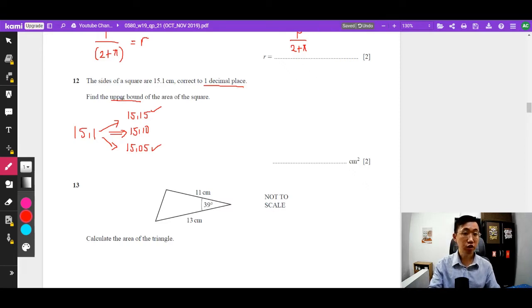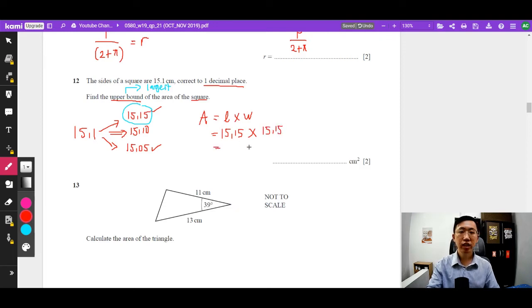Then I'm going to read the question one more time. Find the upper bound of the area. So square area formula. Area is going to be length times width. Upper bound means you want the largest answer. You want your final answer to be as large as possible. So you're going to select 15.15. So let's select that. 15.15 multiply with, now the width is the same as the length for a square, so that will be 15.15.